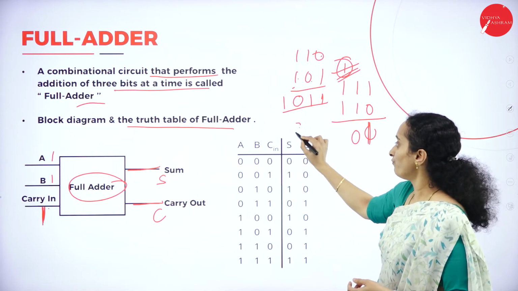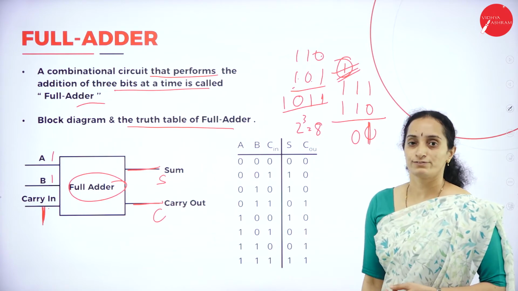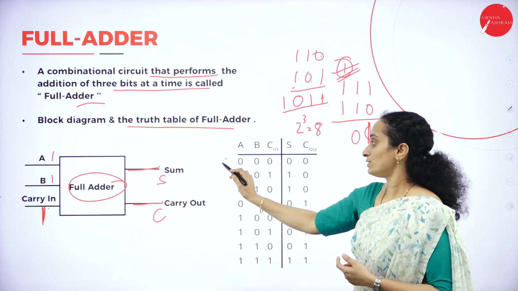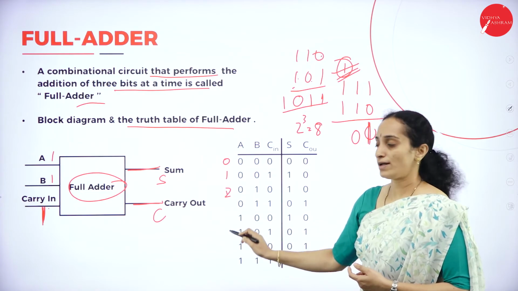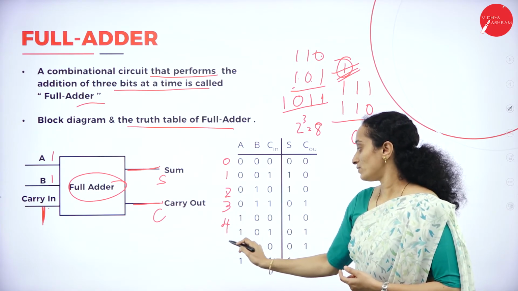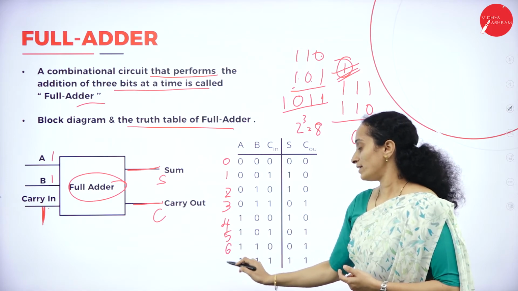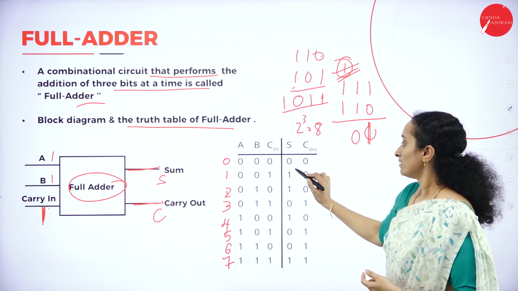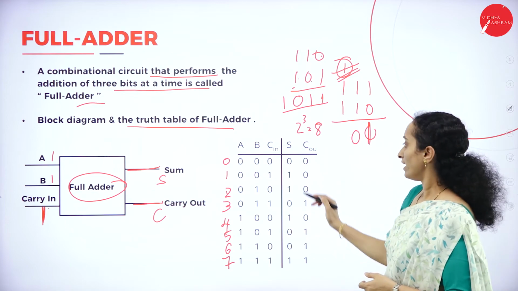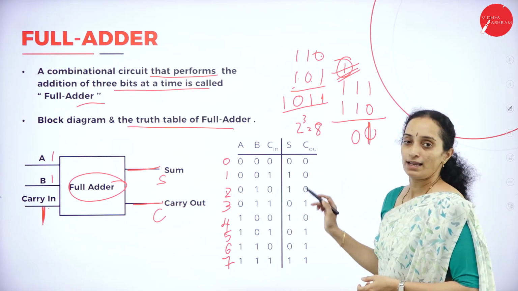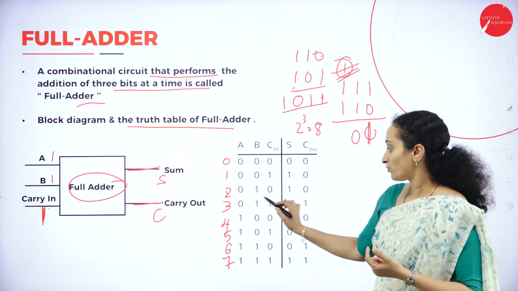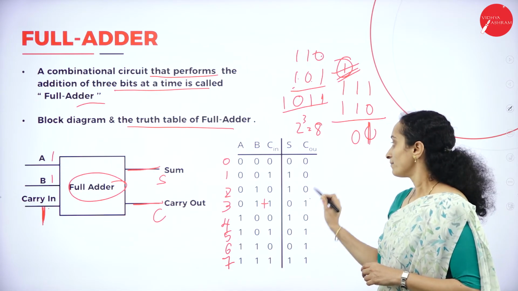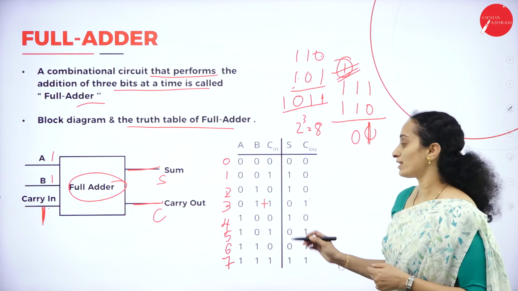Now we have the combination A, B, carry in. We get 2 to the power of 3, that is 8 possible combinations of 0 and 1: 000, 001, 010, 011, 100, 101, 110, 111. The output S is 0 when all are 0, and S is 1 when only one input is 1. When two inputs become 1, it is 1 plus 1, which gives sum 0, and the 1 becomes C out, the carry for the next operation.